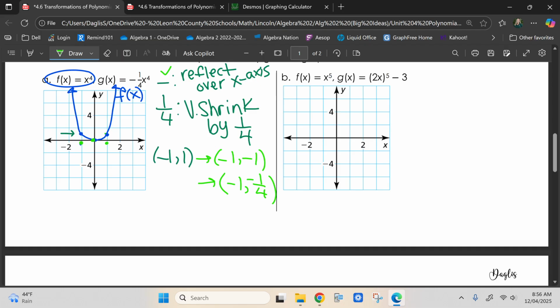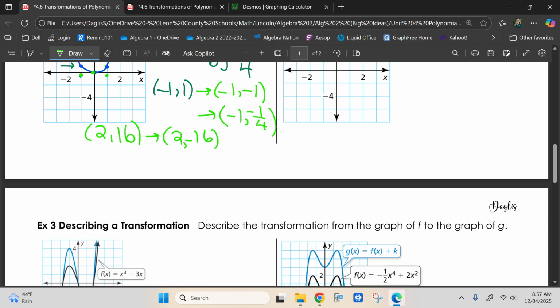Okay? Now, there was a point on here that we were not able to graph originally, right? Remember, 2, didn't 2 go to 16? Okay? Watch. Remember, this is like up here somewhere, right? So if I reflect it over the x-axis, where does it go to? 2, negative 16. Good. Then if I vertically shrink it by 1/4, my y value gets multiplied by 1/4. So now it's where? 2, negative 4.